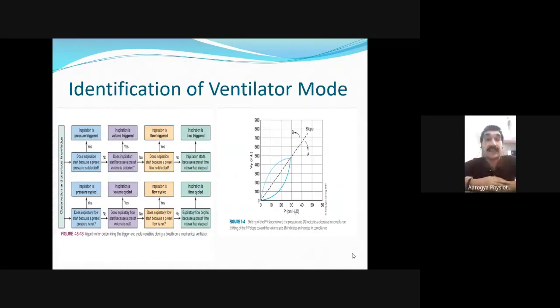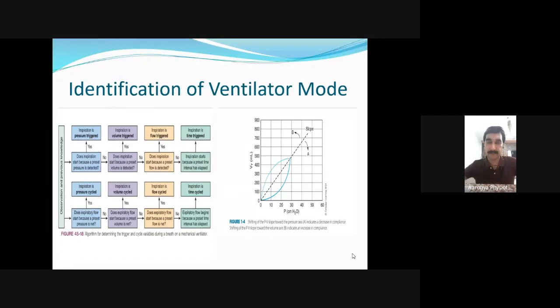Now the next is identification of ventilator mode. There are almost more than 23 functional modes of ventilator used, but we'll discuss the important 5 or 6 of them, and not all are being used every time. Only a few of them are mostly used because of their advantages. As we know, when the benefit outweighs the risk, we go for it, may it be any procedure or a treatment.